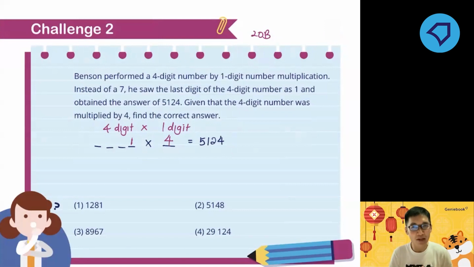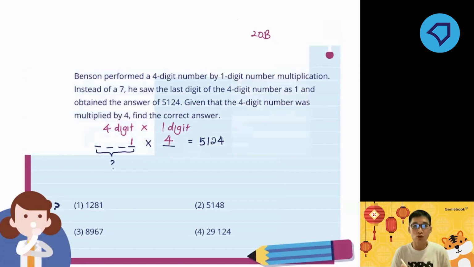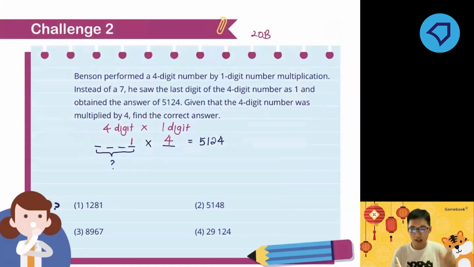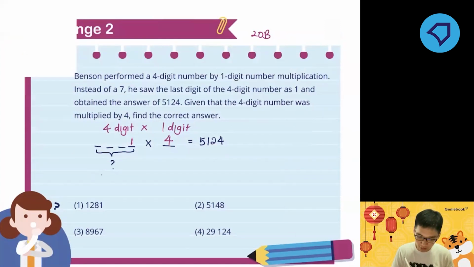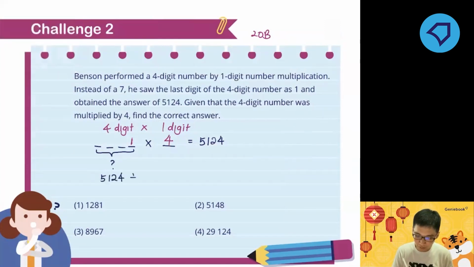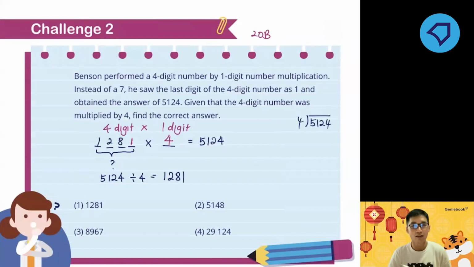Huh? What does that mean? Okay, don't worry. Step by step. Can you first find out for me what four-digit number Benson mistook it as first? In order to find out what this four-digit number is, let's work backwards. Let's divide. We are going to take 5,124 divided by 4. So that means the number that Benson saw it as is 1,281.